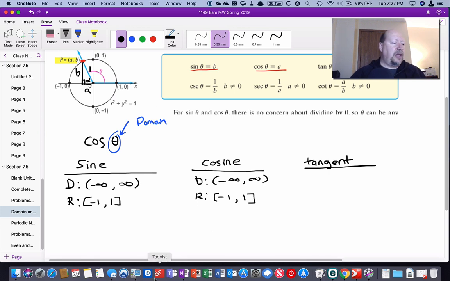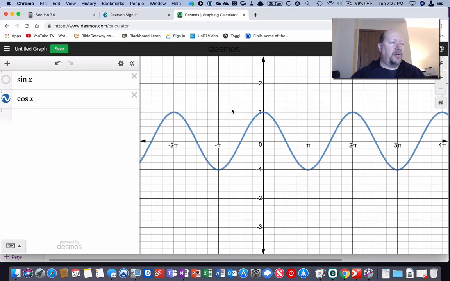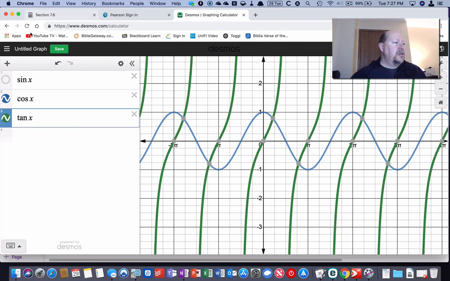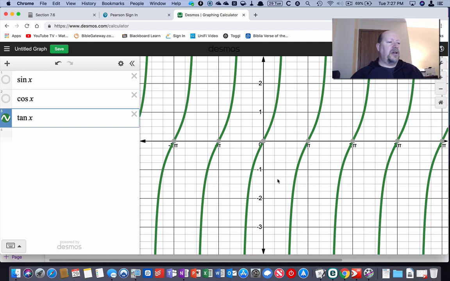And let me just show you how that looks on the graph of the function of the tangent. So we pull up the tangent function here. Let's put that in. It looks quite different from the others. So let me turn off the cosine graph. So here's our tangent graph. You can see it looks like a backwards S curve almost.